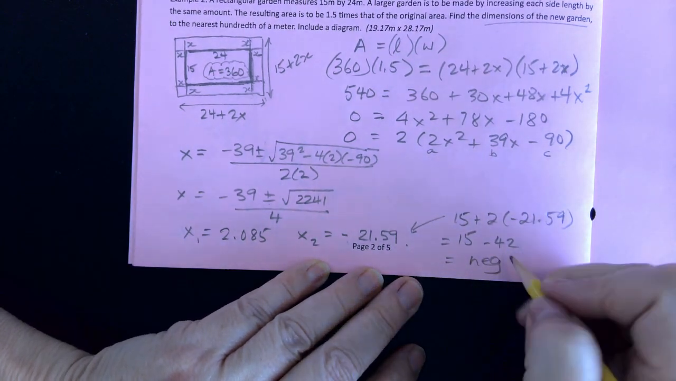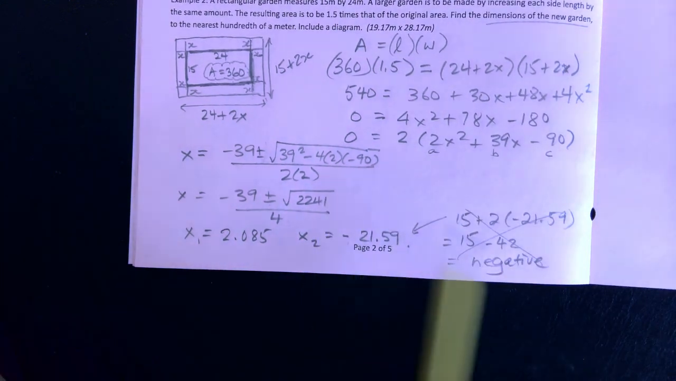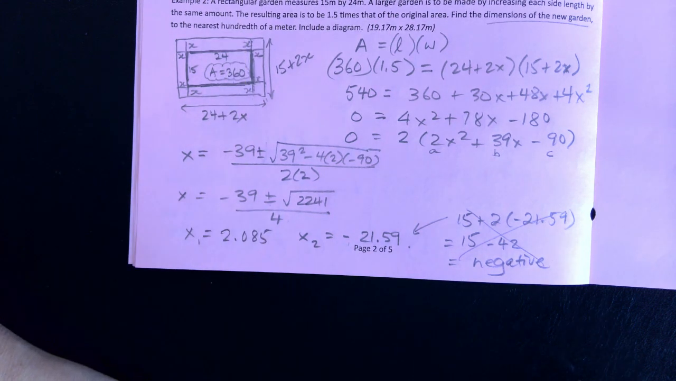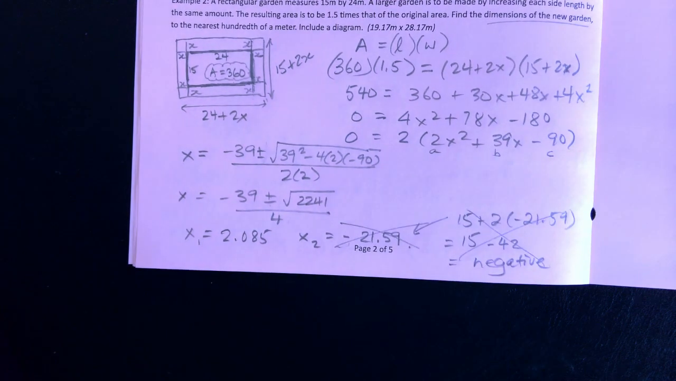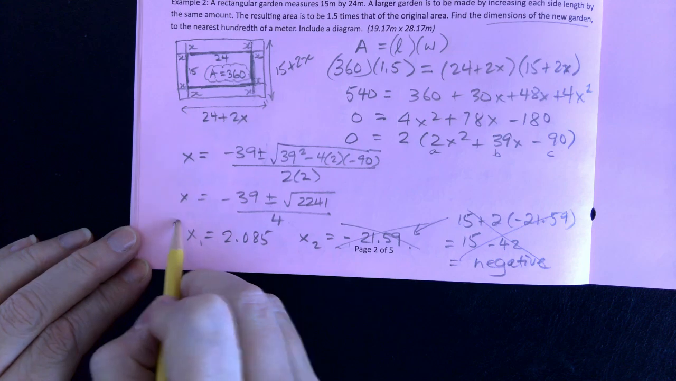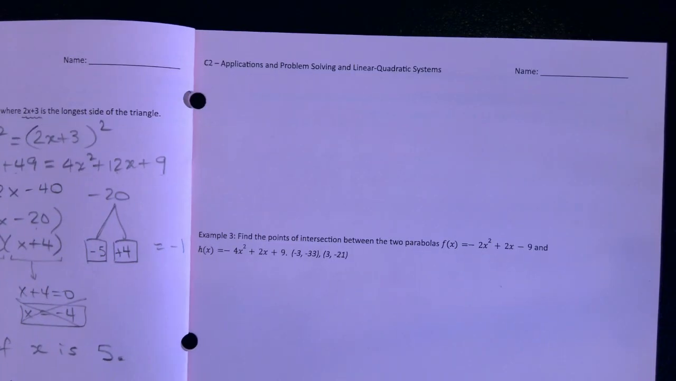And that can't be, because we cannot add a negative amount of meters to the length and width. So disregard. That's garbage. Okay, now we're only happy with this solution, which means we can find the dimensions. Let's go up here.